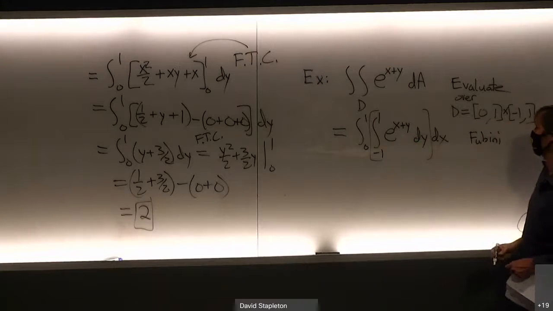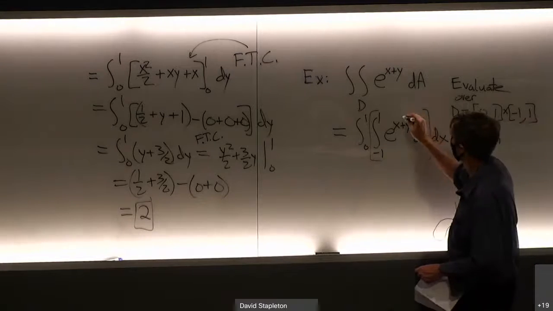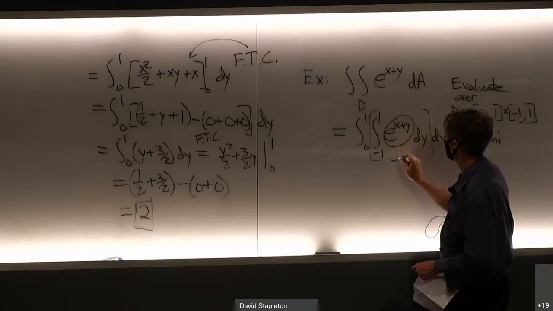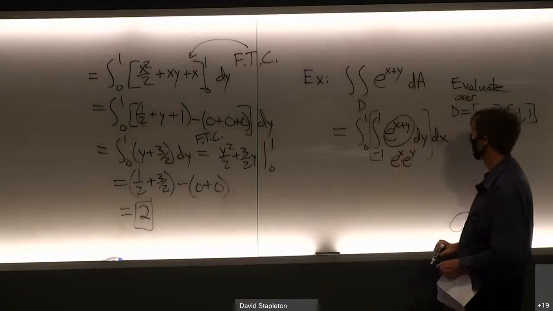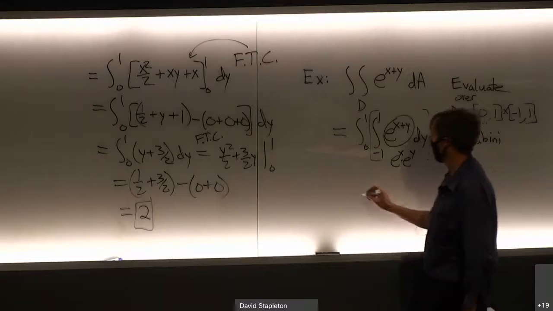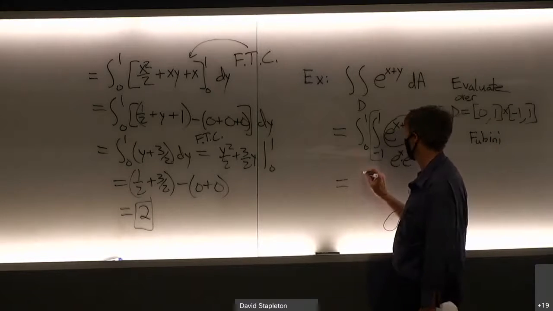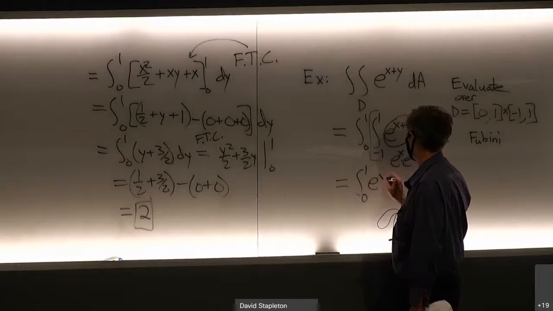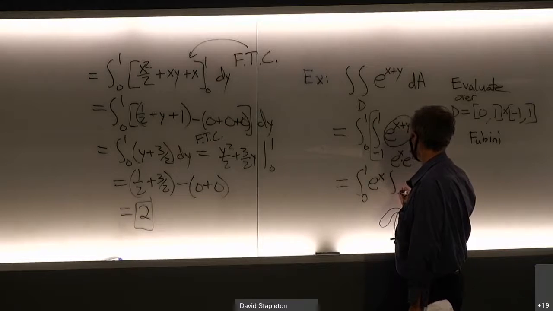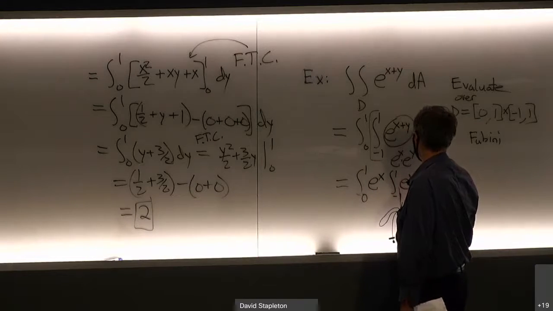This one has a little trick because the integrand can be written as e to the x times e to the y, a function of x times a function of y. You can rewrite it like this. You don't have to. You can do it just like the last example. But you can say this is the integral from 0 to 1 of e to the x times the integral from minus 1 to 1 of e to the y dy dx. Why can I say that?